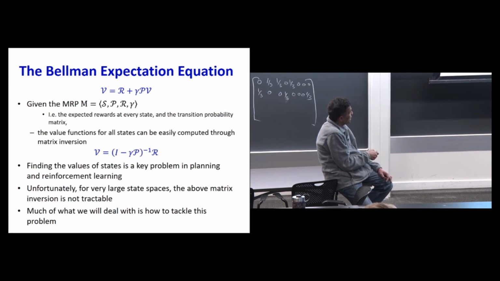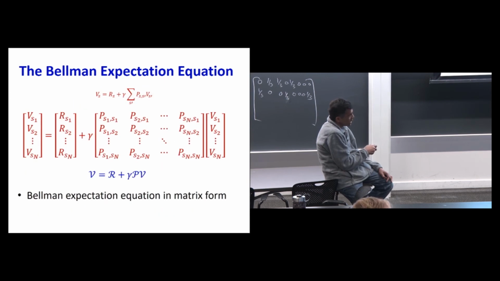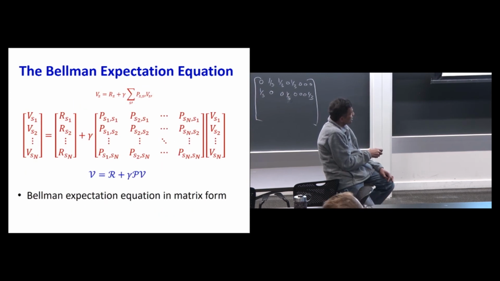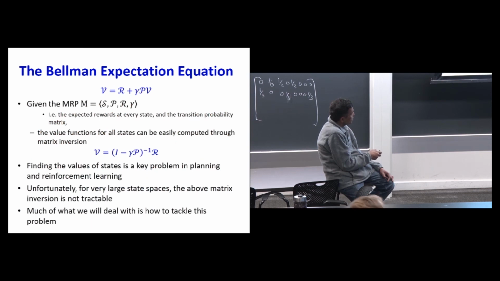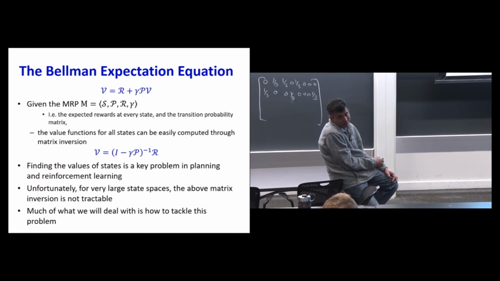So finding the values of states is a key problem in planning and reinforcement learning, but the only problem is if the number of states is very large, this transition matrix is going to be enormous. You're not going to be able to invert this matrix. You're not going to be able to solve this equation. And in fact, pretty much all of RL is all about how to tackle this problem more than anything else.